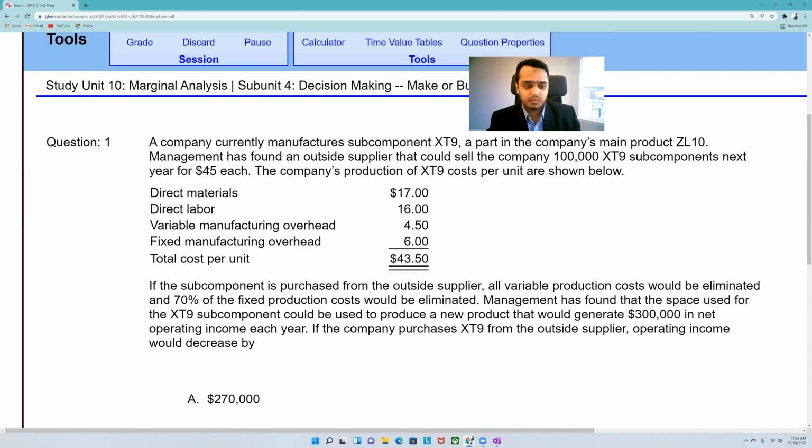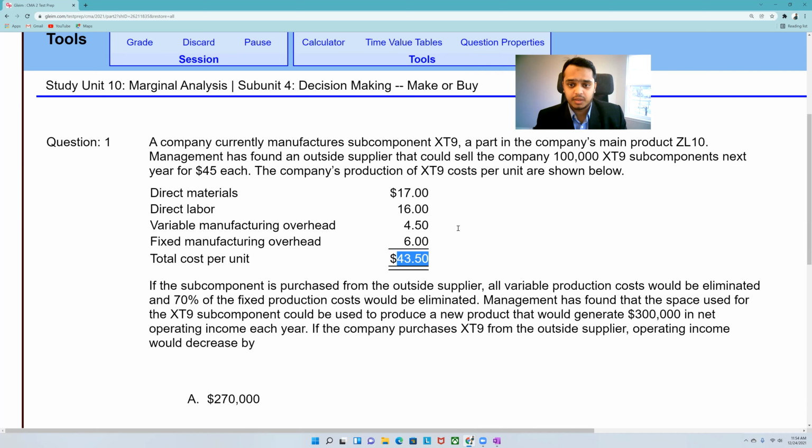Let me put it down here. See, 100,000 into 45 each, that would be the cost of buying it. In fact, if we are making this particular product, it is 43.5. So what is it telling? If we are buying it, it will be 100,000 multiplied by 45.